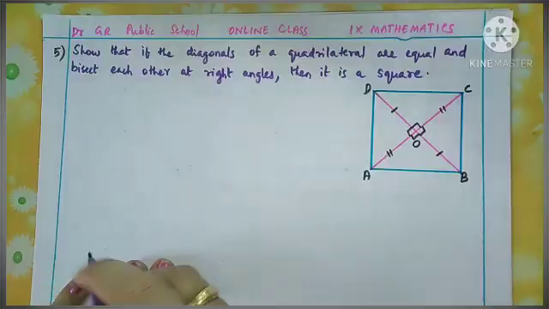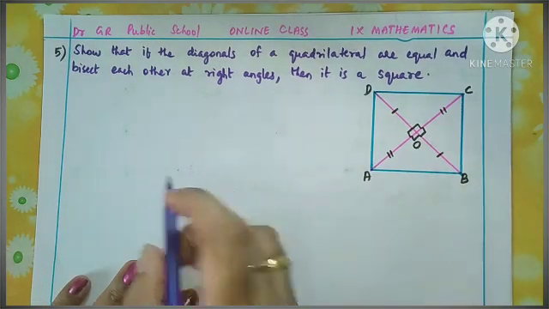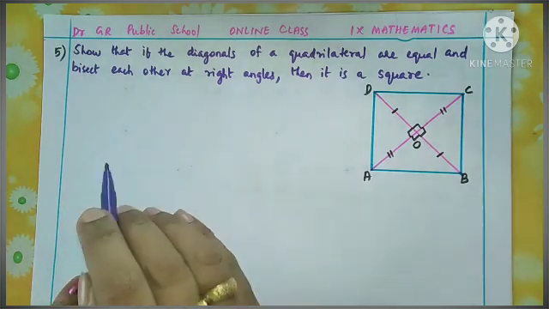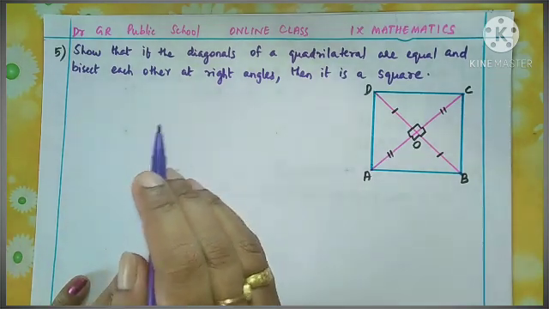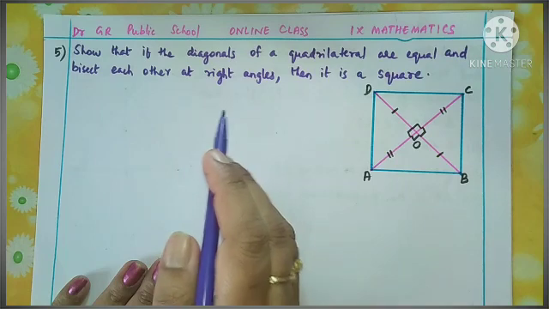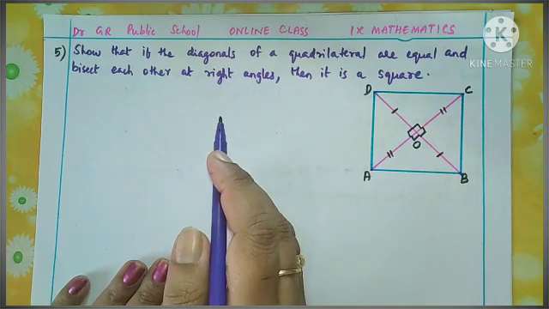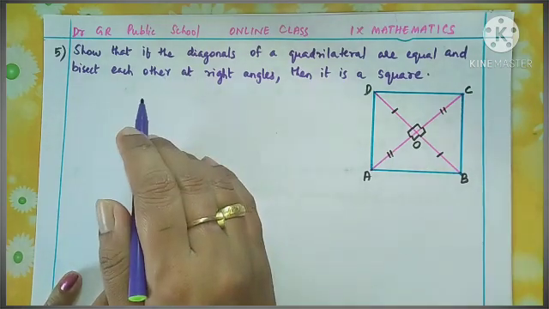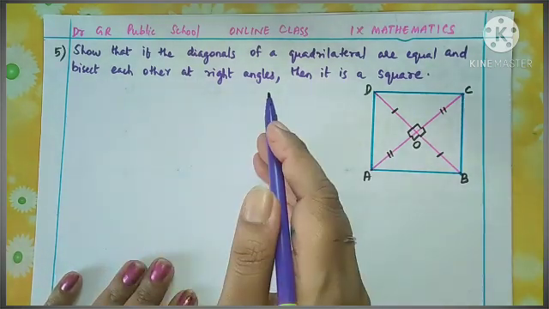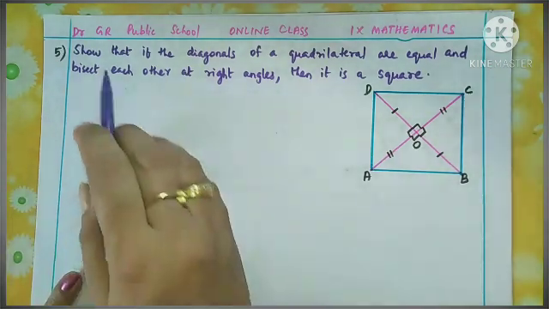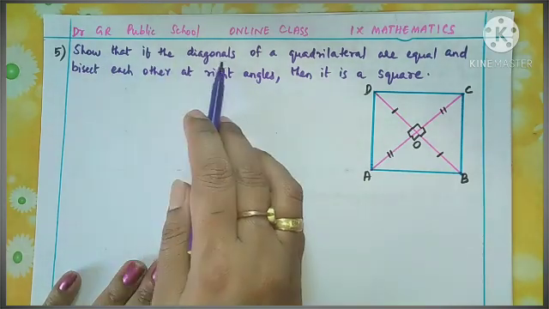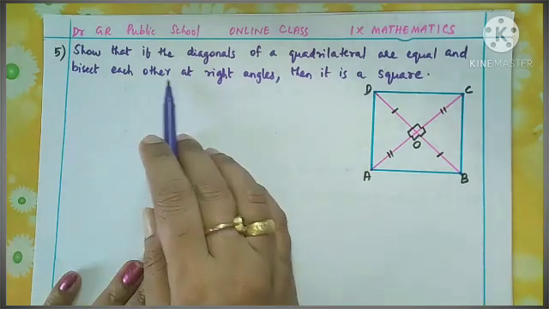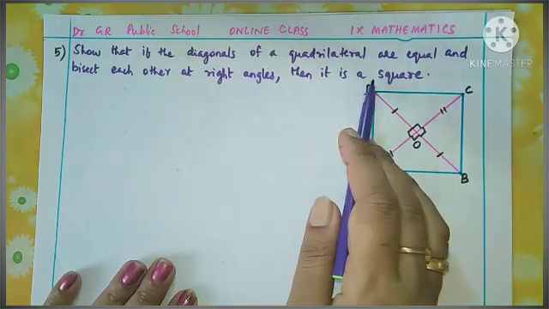Hence proved. Now see this question, children. This is the converse part of the previous problem. In the previous problem we proved it is a square. The given square means the diagonals are cutting equally, bisecting and at right angles. Now in this question we are proving the converse part of that question, that is, show that if the diagonals of a quadrilateral are equal, bisect each other at right angles, then it is a square.